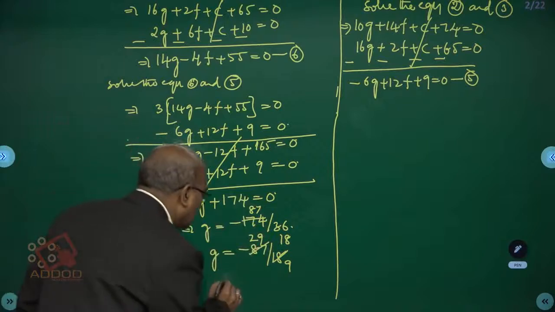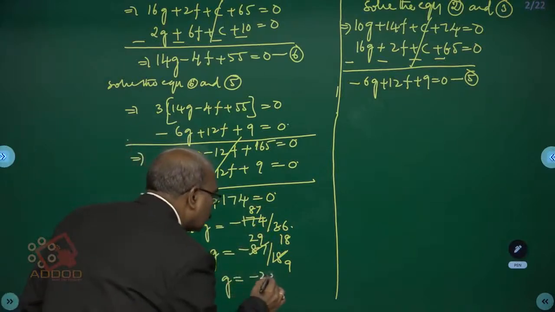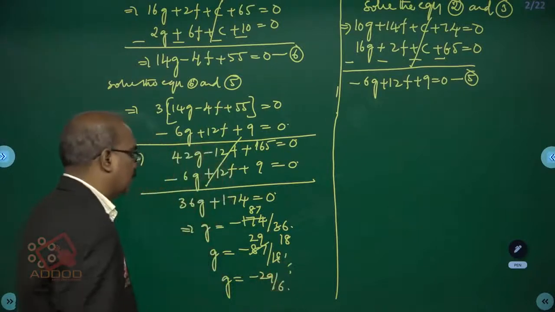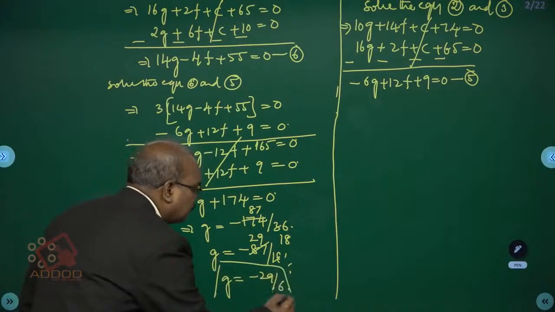So that is G is equal to minus 29 by 9. 3 sixes are 6. So that is 29 by 6. So that is the G value.